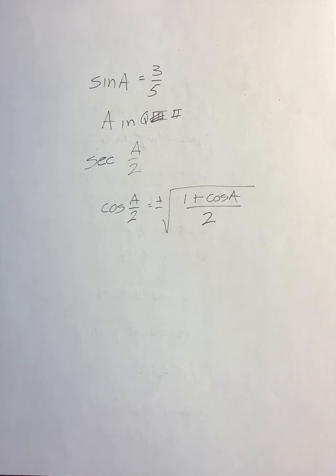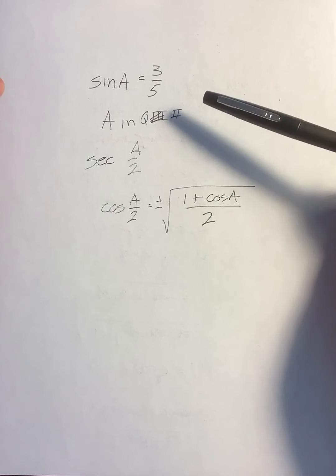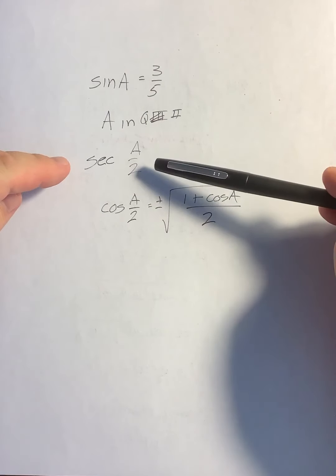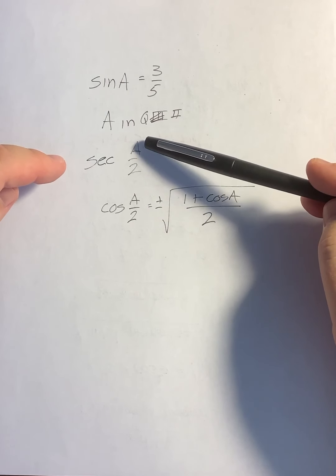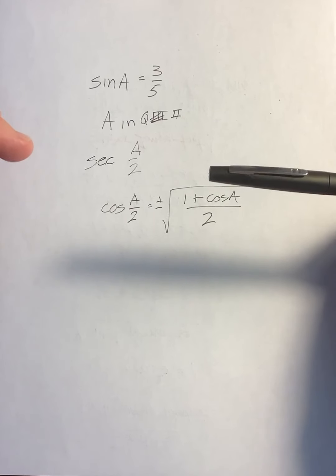Okay, so for this problem, we're given that the sine of A is 3/5. Now, we don't know what A is, and for all that we're doing here, it doesn't matter what A is. We're just given that the sine of A is this, and that angle is in the second quadrant. Then, given that information, they want us to find the secant of half of A, or A over 2. Well, this is a half angle problem.